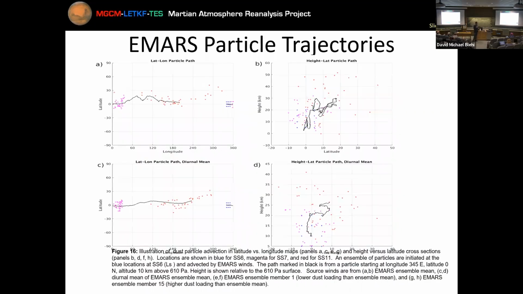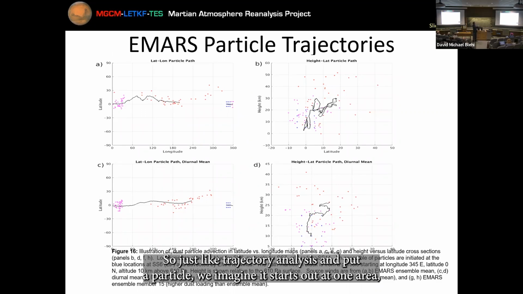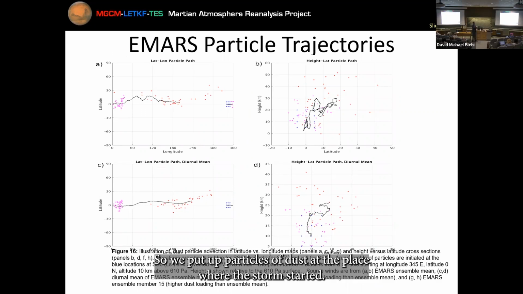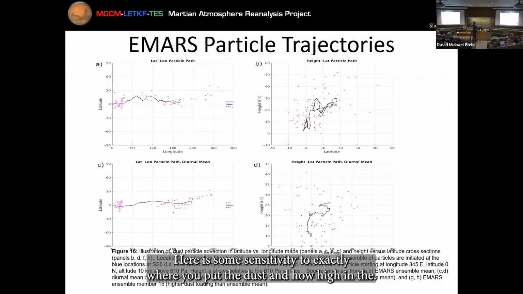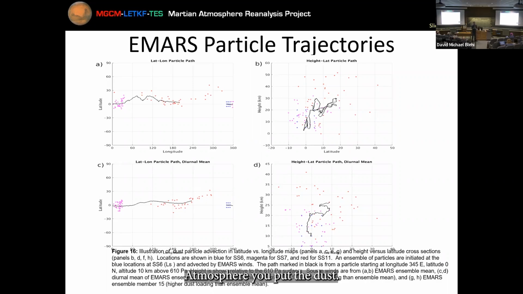Okay. So we can actually trace individual dust particles. Okay, so just like trajectory analysis, we put a particle, we imagine it starts out at one area, we can track it with the winds blowing it and see where we'll end up at a later time period. So we put up particles of dust at the place where the storm started, we track them, and they do head in the direction that we intended to. We see them spreading across Mars here. There's some sensitivity to exactly where you put the dust and how high in the atmosphere you put the dust. That's something we want future models to do a better job of. That's a challenge to be able to do that part.